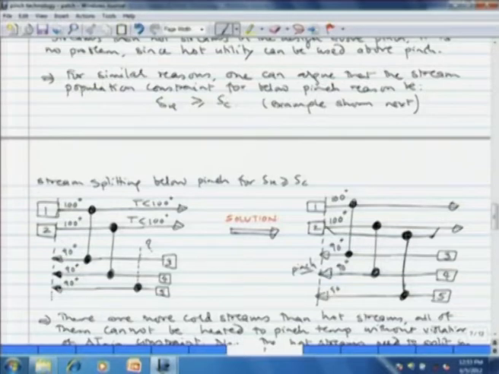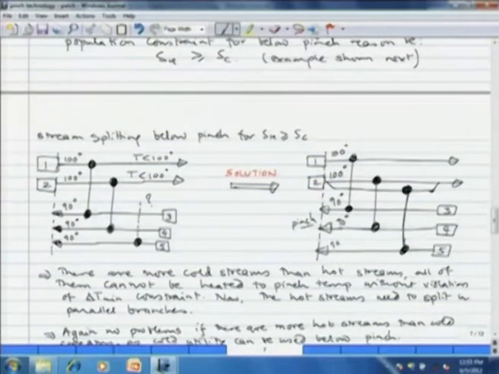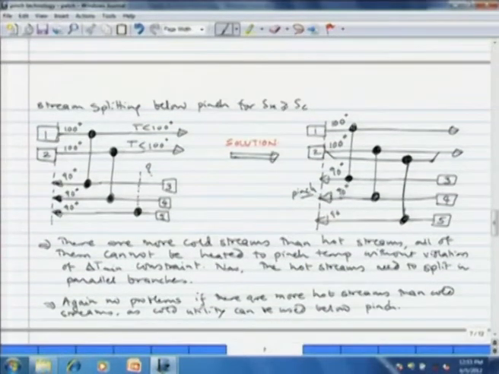So, all hot streams, all cold streams should have hot partners. If any hot stream does not have a cold partner, that discrepancy can be met with cold utility. Now I am showing a similar situation here. We have here the 2 hot streams below pinch region and 3 cold streams.